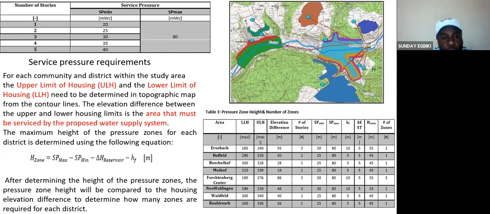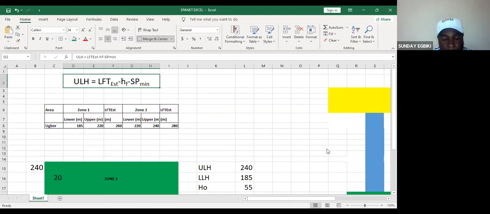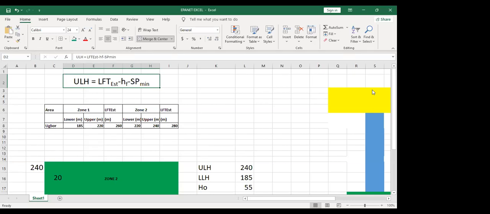Now, let me go and show you what we mean by this in an Excel sheet. I will show you another Excel sheet now. Can you see my Excel sheet? Yes, we can see it.